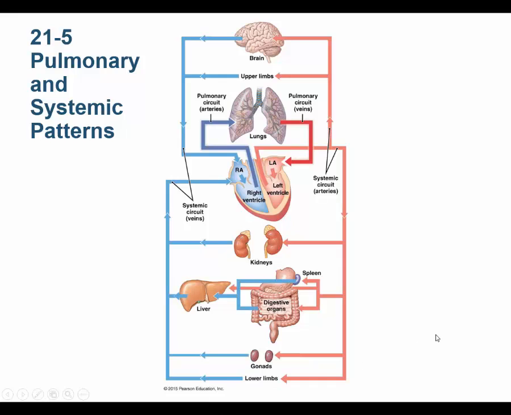This is showing you the circuits, the systemic circuits and the pulmonary circuits. As you know, with the pulmonary circuit, the arteries are colored blue because they haven't picked up oxygen yet, and the veins are colored red because they have picked up oxygen. Whereas in the systemic circuit, the veins are all blue because they're partially deoxygenated, and the arteries are all red because they're oxygenated.